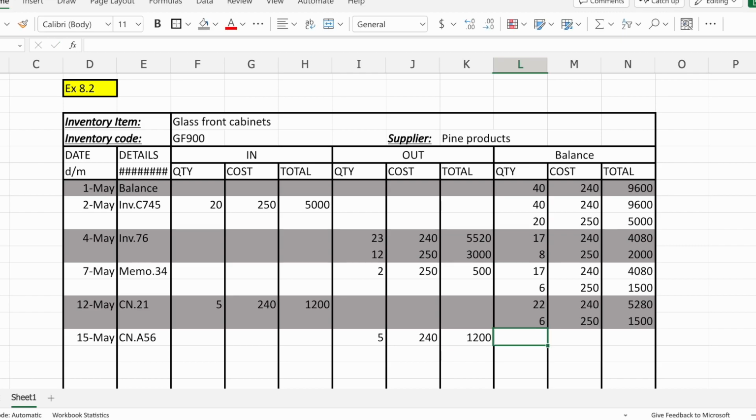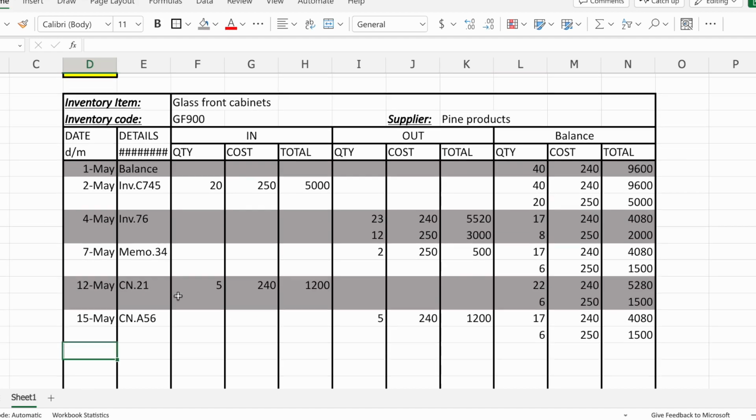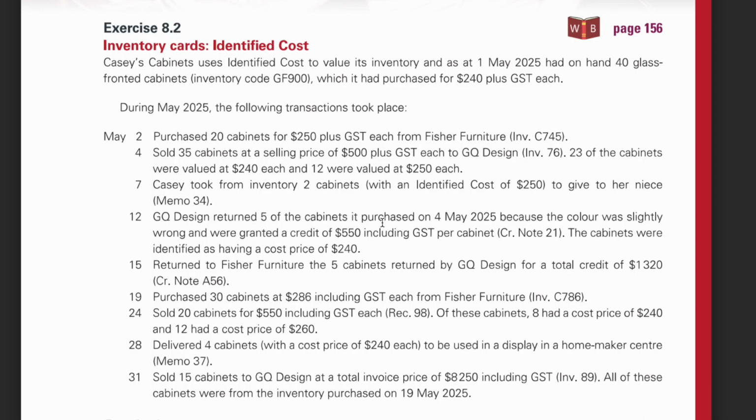All right. Now since they go out, the 22 quantity reduces by 5. So now it's 17, 240, and then it's the same value here, which is 4,080. And then of course the $250 inventory is not touched, so it remains. So now we are going to the next effect, which is the 19th.